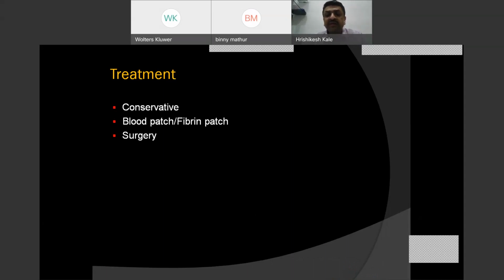The second treatment is blood patch. This is especially important in patients where you cannot find a definite site of leak. You can do an empiric blood patch and repeat it. If the headaches improve but do not completely go away, repeat it again after a week or two, and then again give a higher volume of this blood patch.